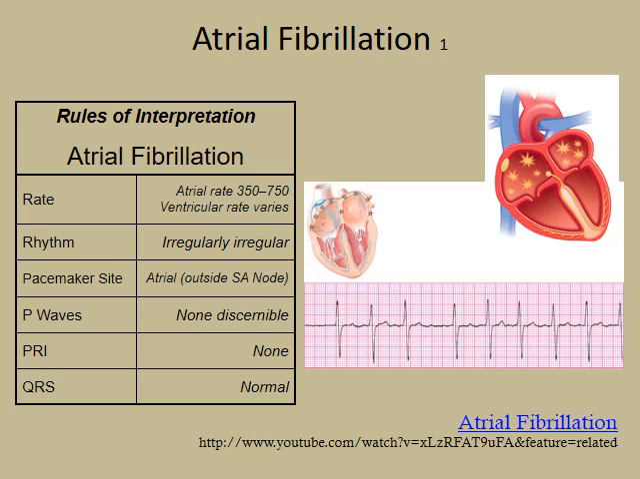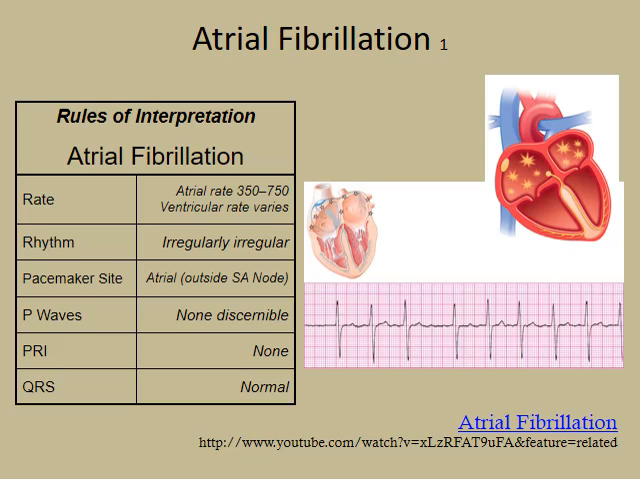The rhythm is irregularly irregular. There's no rhyme or reason to all that shaking going on in your atria. So this is the only rhythm that's irregularly irregular. So the pacemaker site is in your atrium someplace outside that SA node.